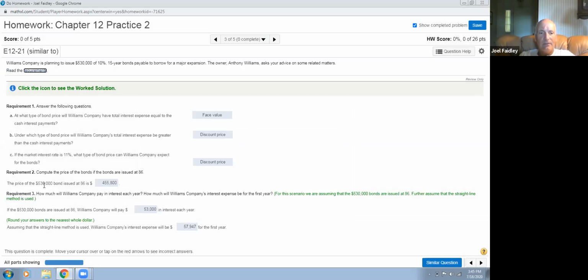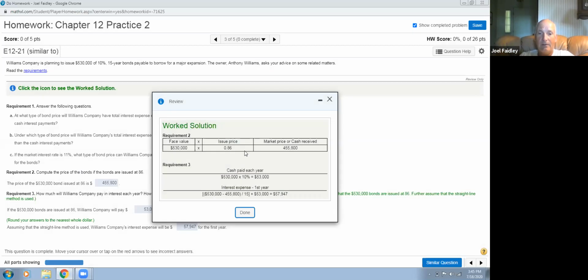What's the price of a $530,000 bond issued at 86? Again, just assume there's a decimal in there, two places to the left. So if you got 110, two decimals over is 1.1 times face rate. Two decimal places over from 86 is 0.86. So you know it's going to be a discount. So 0.86 times 530,000. There you see it. 455,800.